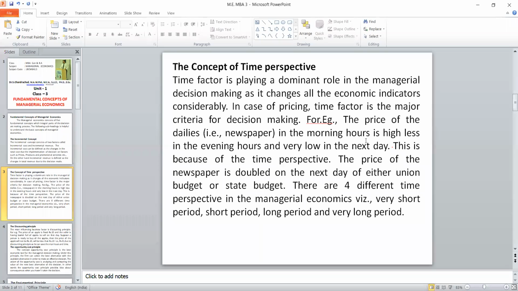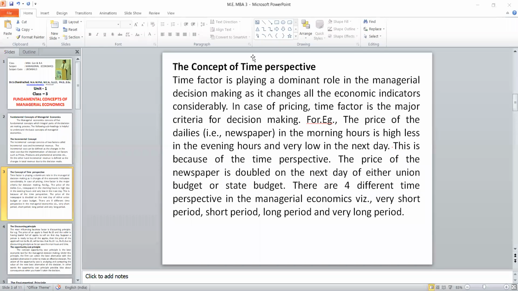So at that particular time, the price of a daily itself will differ. Like that, for each product there will be a change in price because of the time perspective. Why? Because time decides everything. So economists made time perspective into categories: very short period, short period, long period, and very long period. Based on that only, we can make a decision properly.